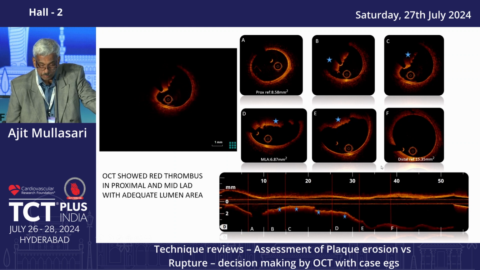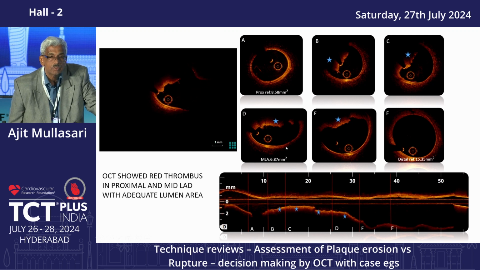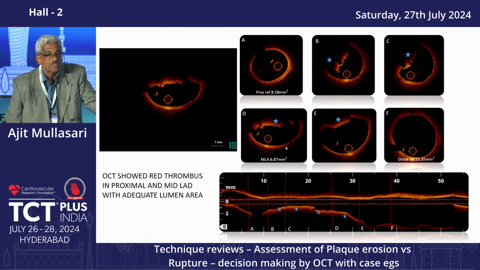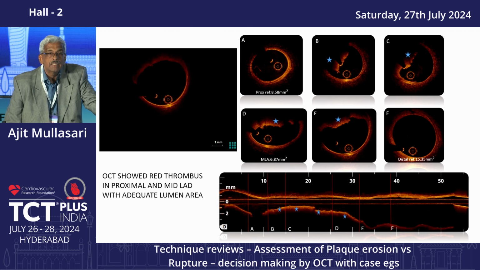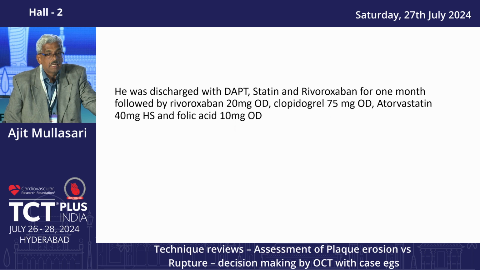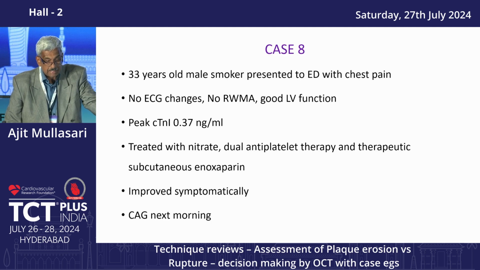But clearly good lumens, and the MLA is 6.8. These vessels are not going to close on you. So just treat these patients, like somebody said, with one antiplatelet and anticoagulant. You can use NOACs or warfarin. So this patient had rivaroxaban, dual antiplatelets and statin, and then rivaroxaban and single antiplatelet after that with high-dose atorvastatin. Because of homocystinemia, he had folic acid.